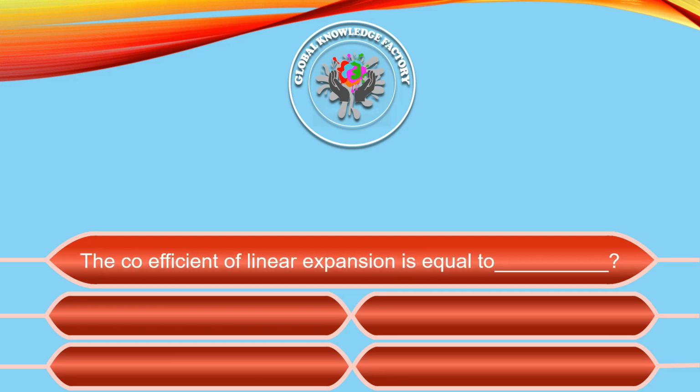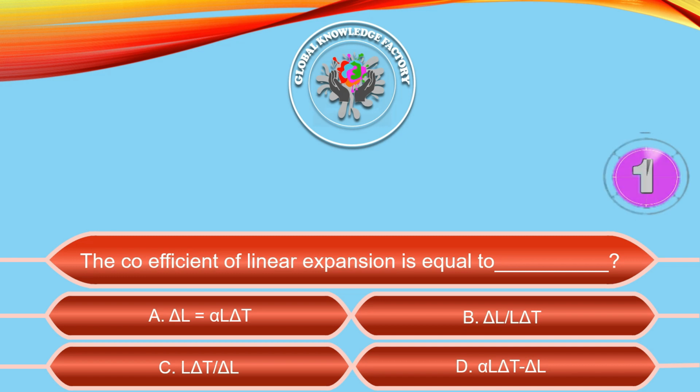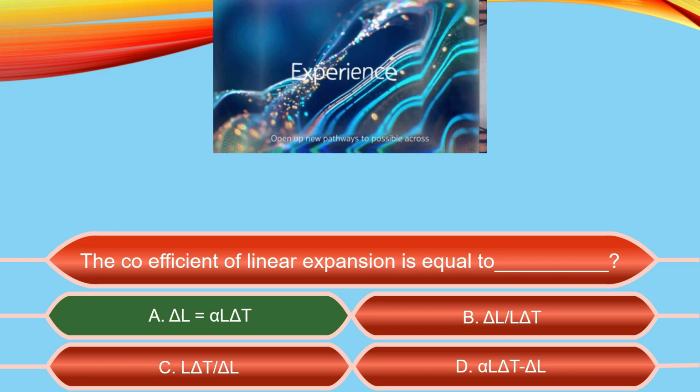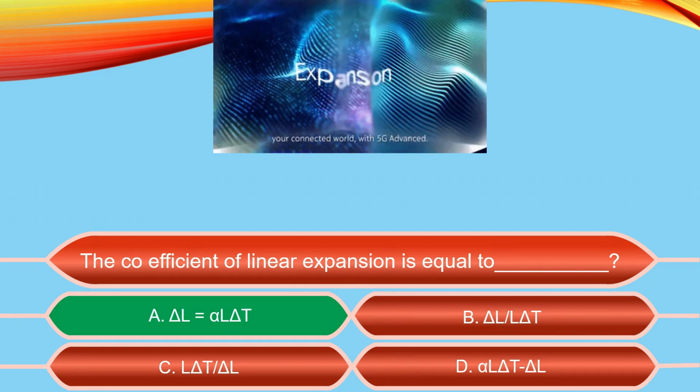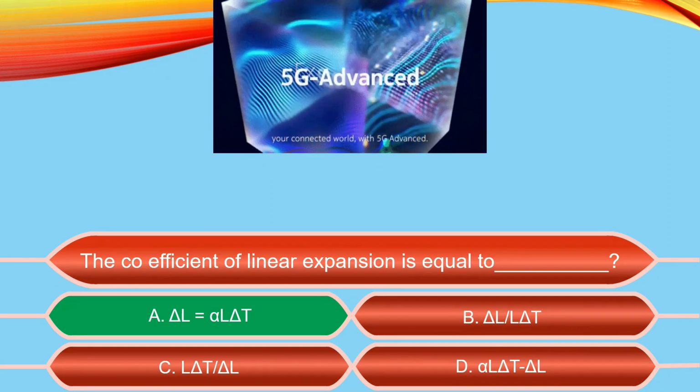The coefficient of linear expansion is equal to: A. Delta L is equal to alpha L delta T. B. Delta L divided by L delta T. C. L delta T divided by delta L. D. Alpha L delta T minus delta L. Answer is A. Delta L is equal to alpha L delta T.